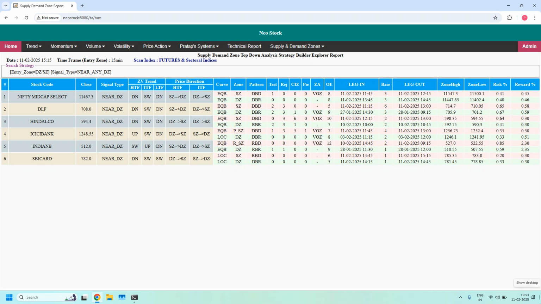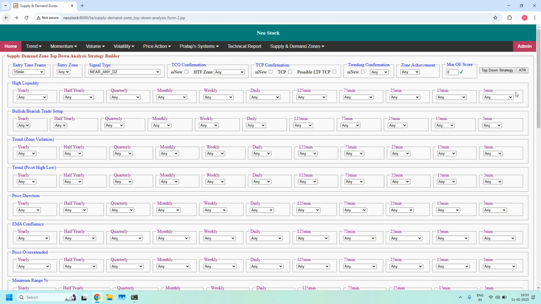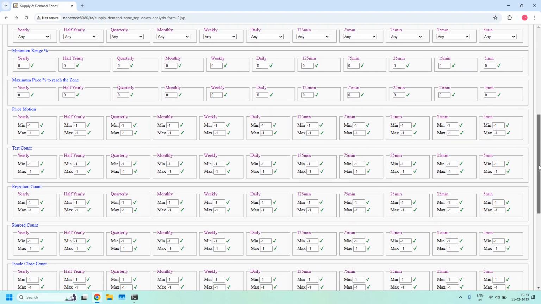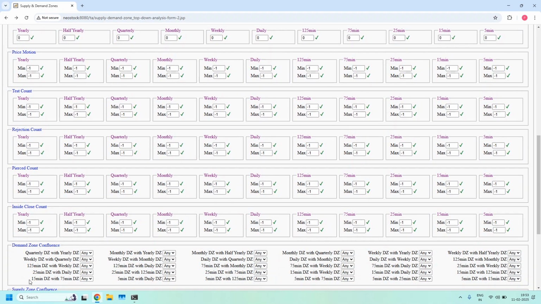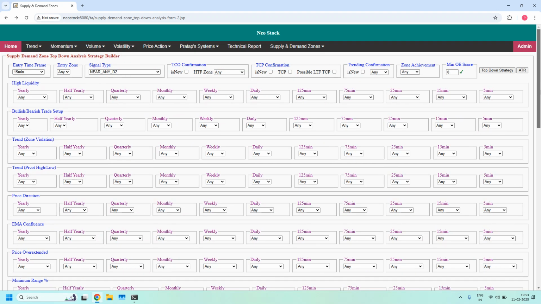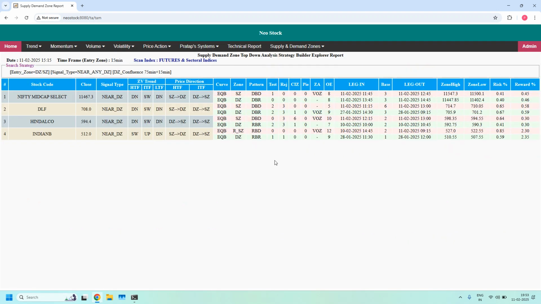Out of these 6, how many 15 minutes demand zones are having zone confluence with ITF time frame? That is 75 minutes demand zones. So let us set demand zone confluence. That is 15 minutes demand zone with 75 minutes demand zone confluence. With this filter, we got 4 stocks. That means all these 15 minutes demand zones are overlapped with 75 minutes demand zone.